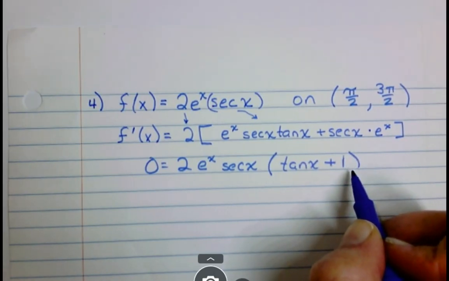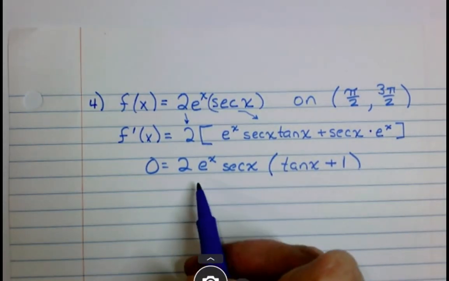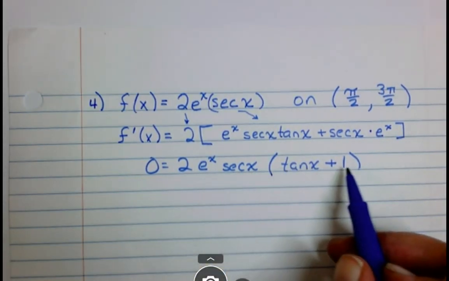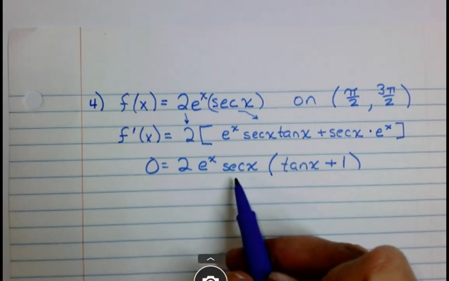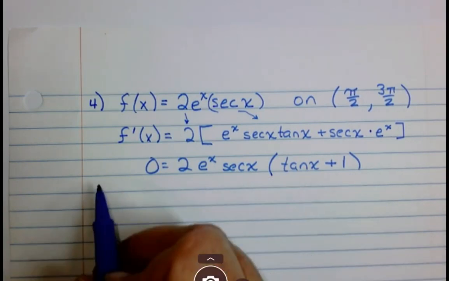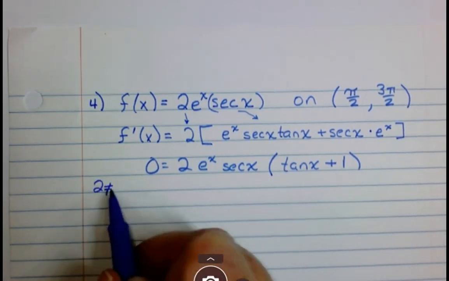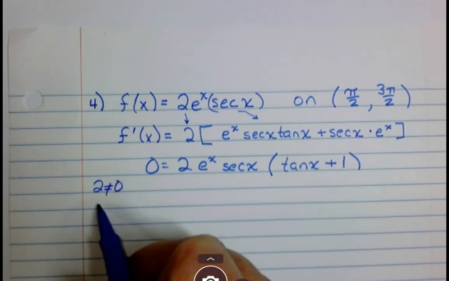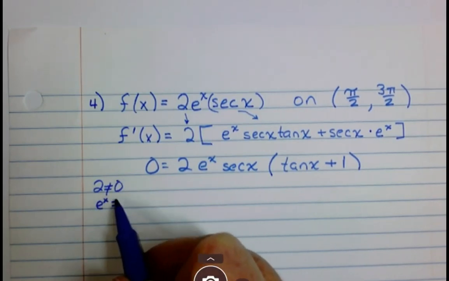Okay, is this going to work out? Well, let's see. Our zero product property says at least one of these things must equal 0. Well, 2 can't equal 0. e to the x can't equal 0.